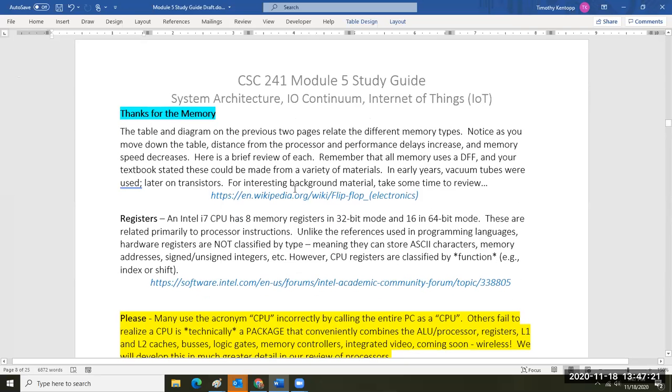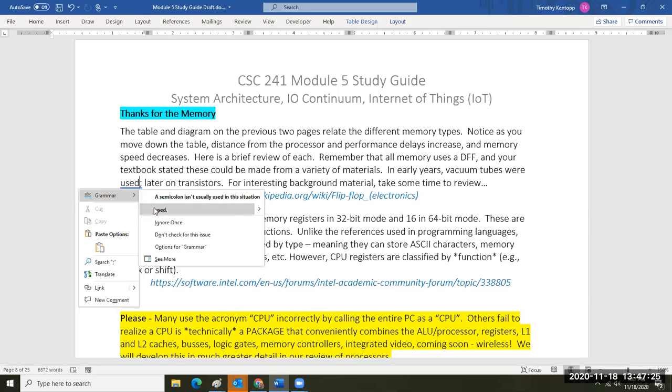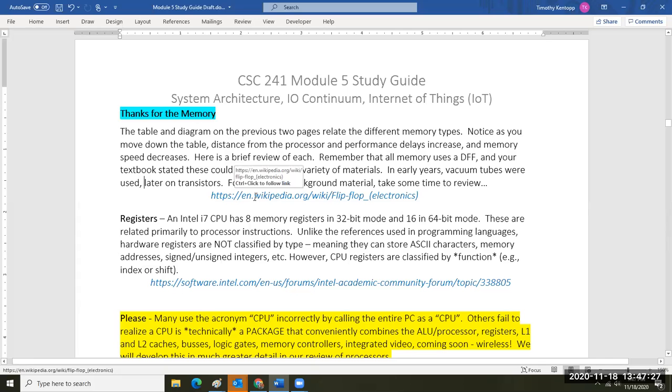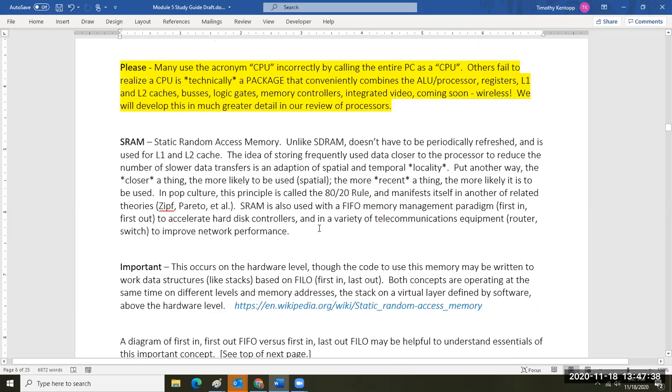All right, so there's a lot of links on this, and you're going to be expected to spend the time to go into this. So this one in particular gives you some background on memory registers and the DFF flip-flops. And then here we talk about static random access, right?